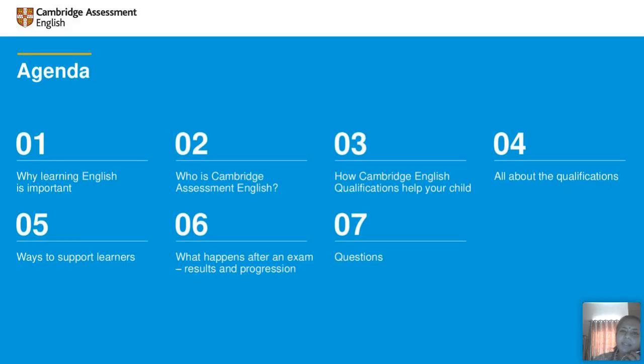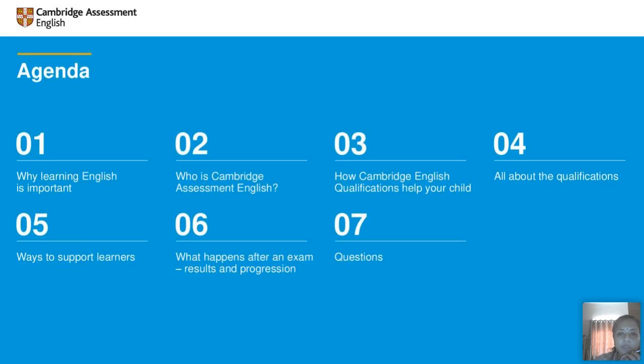We might wonder, it's just 6 years, 7 years, 8 years. They're already learning English in school. So why should I look at additional qualifications? What is it that is going to make a difference is something that we're going to look at. We're also going to look at all the qualifications that Cambridge Assessment offers. It offers them in a very graded fashion, so we're going to look at it step by step, what is there at each level.